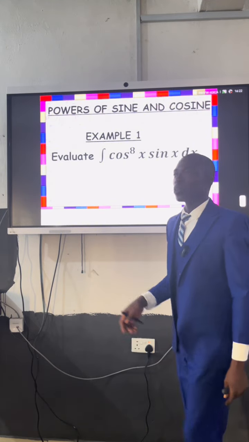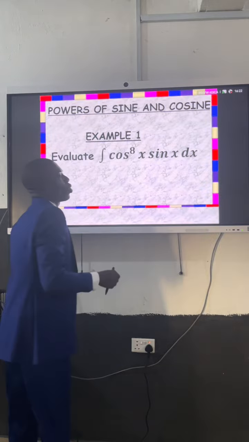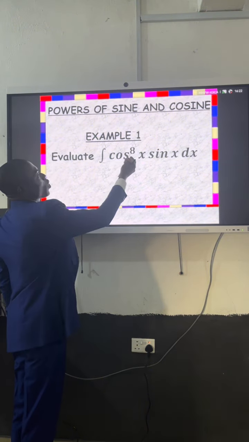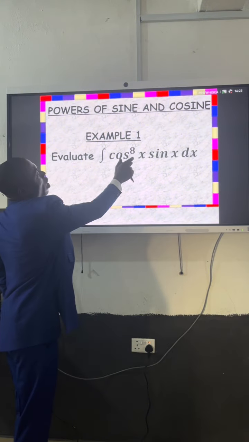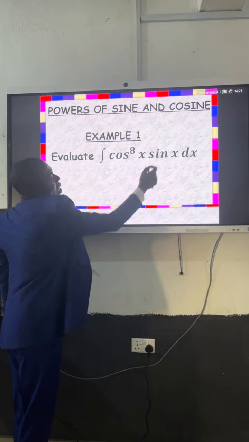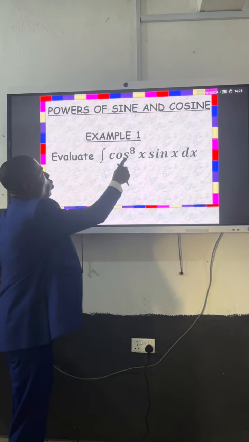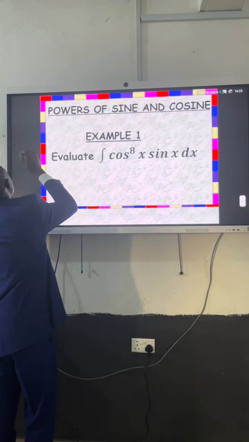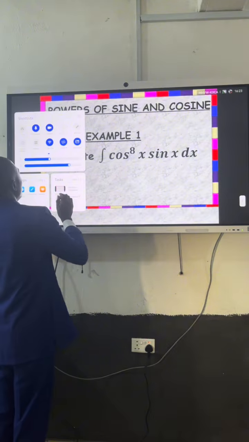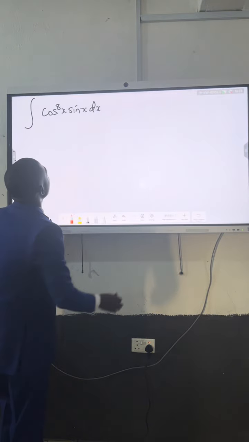Today we want to look at this question here: the integral of cos to the power 8x sine x dx. You see, cosine and sine are connected, and cosine has the higher power, so we're going to start our work with this side. Let's go as we take it together.